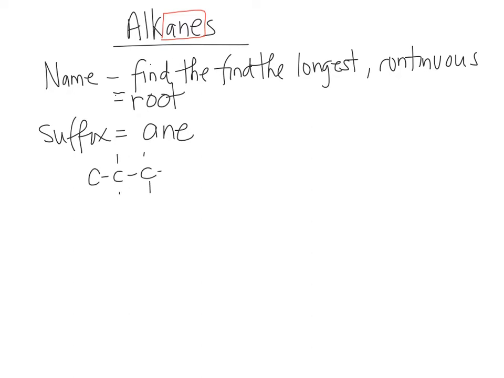3 carbons in a row, we can see that each carbon has a single bond, so it is an alkane. So using our root table, we know that 3 carbons is prop, and you add ane, and the C3H8 is called propane. If it had 4 carbons, it would be called butane. But for 4 carbons, ane because it's an alkane.